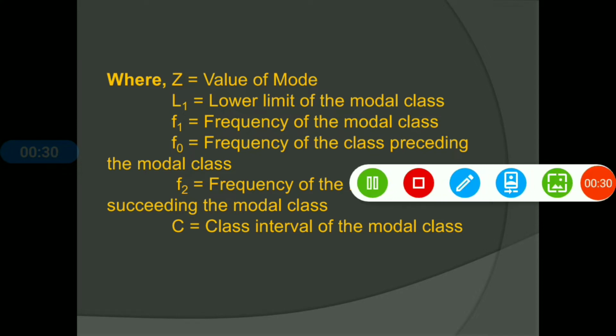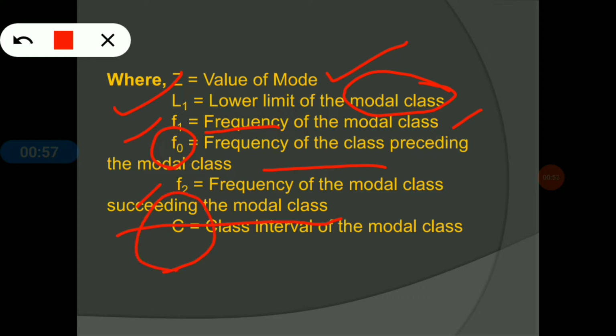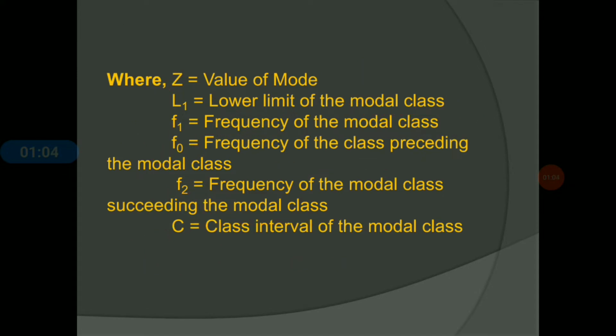So here we can see Z denotes the value of mode. L1 denotes the lower limit of the modal class. F1 denotes the frequency of the modal class. F0 denotes the frequency of the class preceding the modal class. F2 denotes the frequency of the class succeeding the modal class, and C refers to the class interval of the modal class. So now going to the example slide.